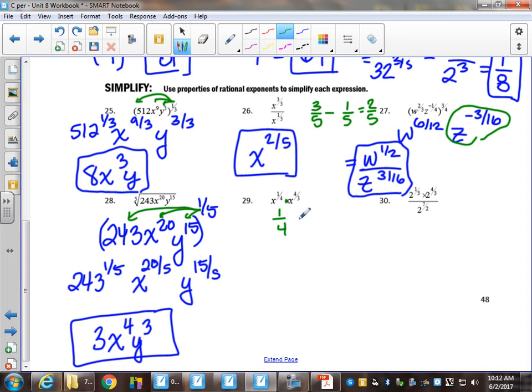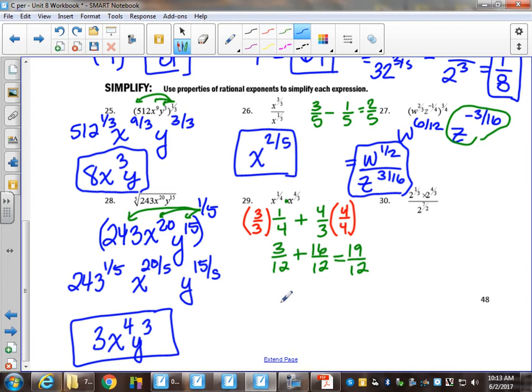Add them. So I'm going to set up 1/4 plus 4/3. Go ahead, CJ. What does this get me? Does that fraction simplify at all? No. Is that my answer? 19/12. But is this my answer? X to the 19/12. So that's a really nice assist for number 30.